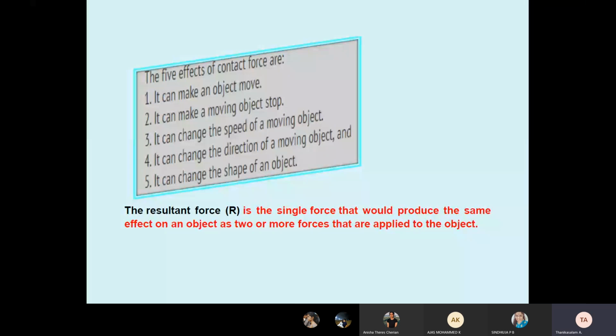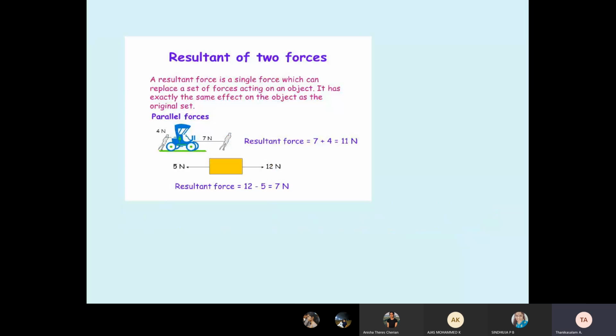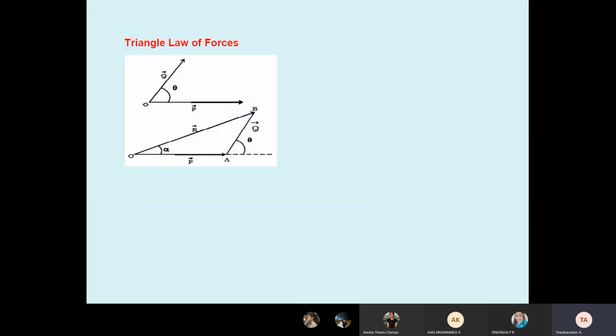Okay, then resultant force we discussed. What is resultant force? It is a single force that would produce the same effect on an object as 2 or more forces acting on the body. Resultant means a single force which replaces all other forces acting on the body. This is the example we have given. A resultant force is a single force which can replace a set of forces acting on the object. It gives exactly the same effect on the object as the original set.